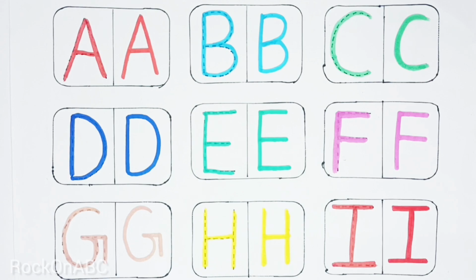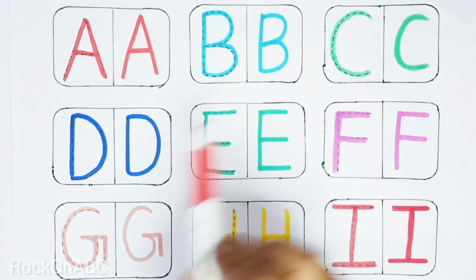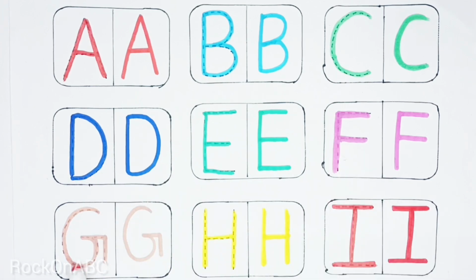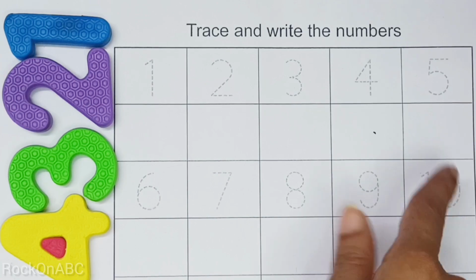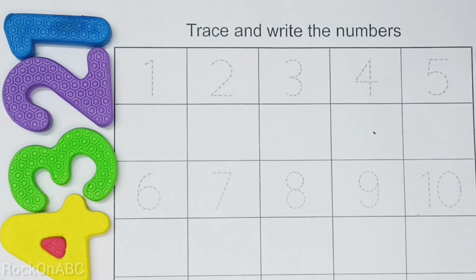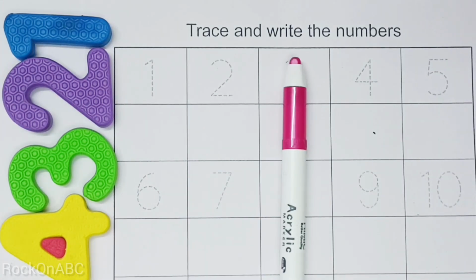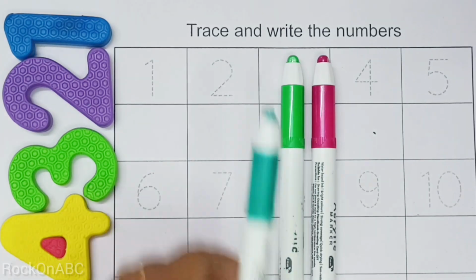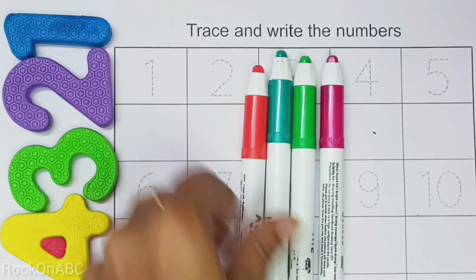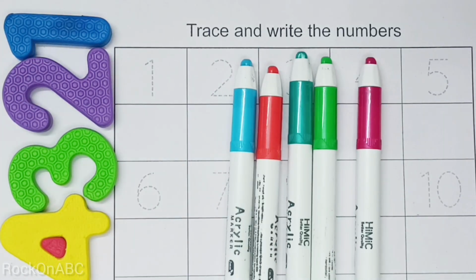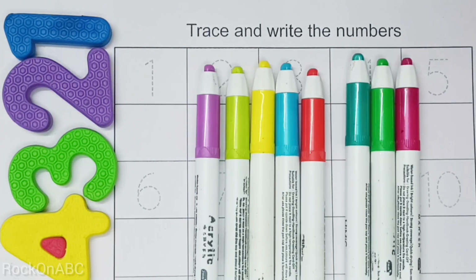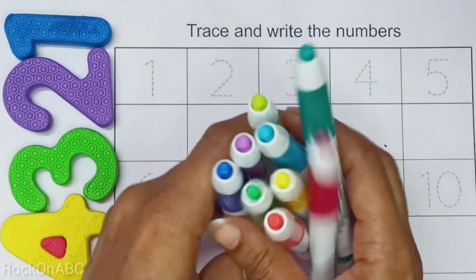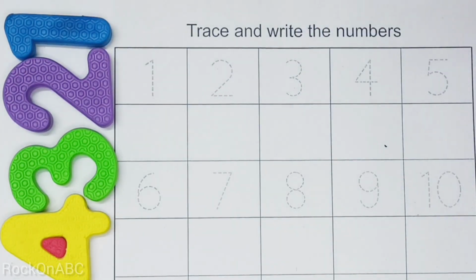Very good, guys. We have completed from A to I. A, B, C, D, E, F, G, H, I. We will trace today from 1 to 10. So, get your pen and paper ready. Pink color, green color, dark green color, orange color, blue color, yellow color, parrot green color, violet color and navy blue color. So, let's get started.